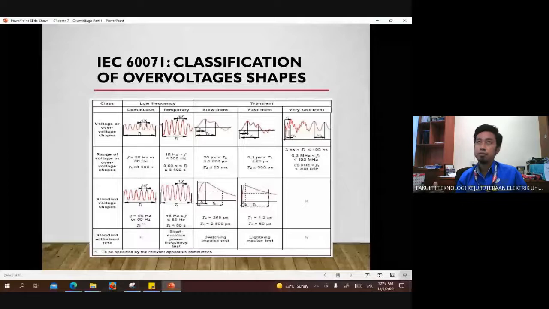But for the lightning phenomenon or surge, the voltage or amplitude is very high. Then there is the standard withstand test. This is some general info for you. For the transient, we can do the switching impulse test and the lightning impulse test.